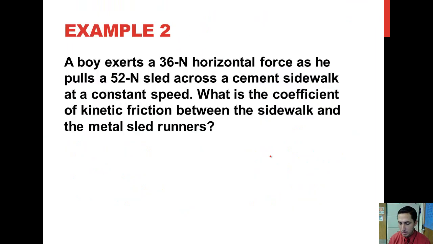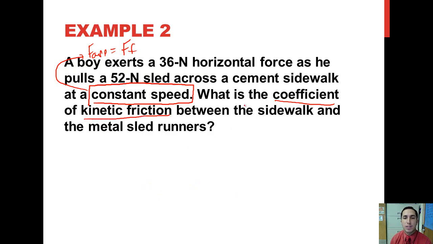Problem number 2. A boy exerts a 36 Newton horizontal force as he pulls a 52 Newton sled across a cement sidewalk at a constant speed. Oh, keyword right there. What was it? Constant speed. What does that mean? It means that your force applied will be equal to your friction force. And it wants to know the coefficient of kinetic friction. So we are looking for mu k.